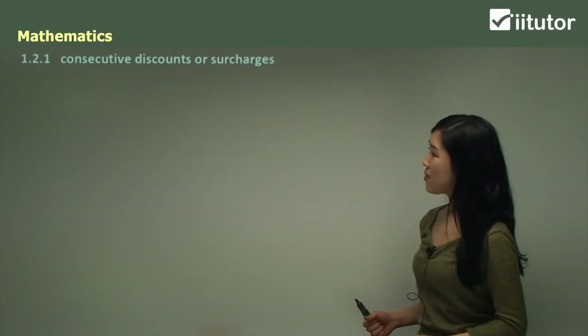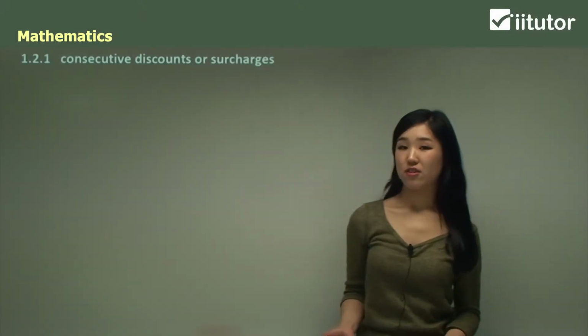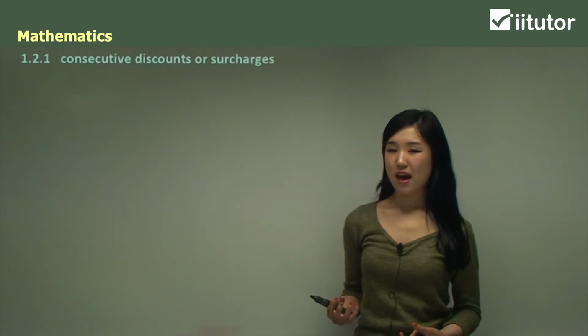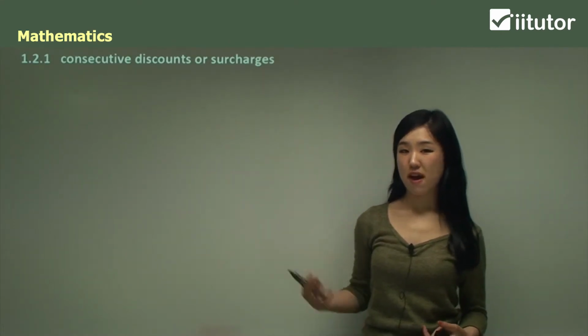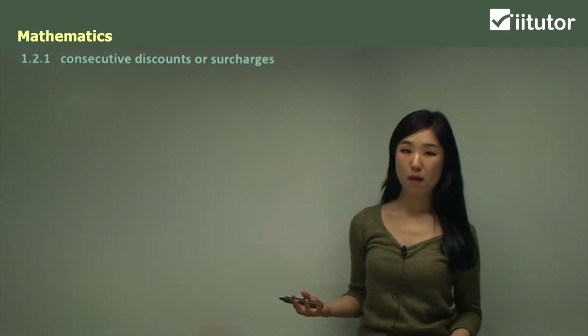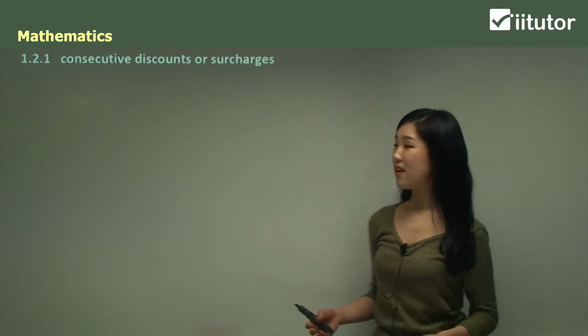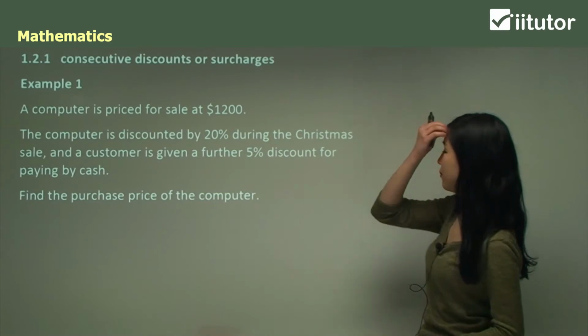Okay, so starting with consecutive discounts or surcharges. These are basically discounts and surcharges that apply when you buy a product, and you may have seen a lot of these when you buy a product in your everyday life. So I'm going to start with an example.